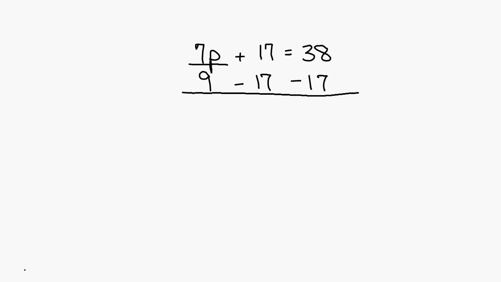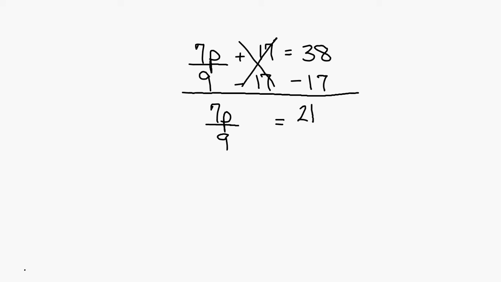All right, your last example is 7p divided by 9 plus 17 equals 38. Right here, you're going to subtract 17 from each side. That cancels out the 17s. So 7p over 9 is equal to 38 minus 17. That's 21.